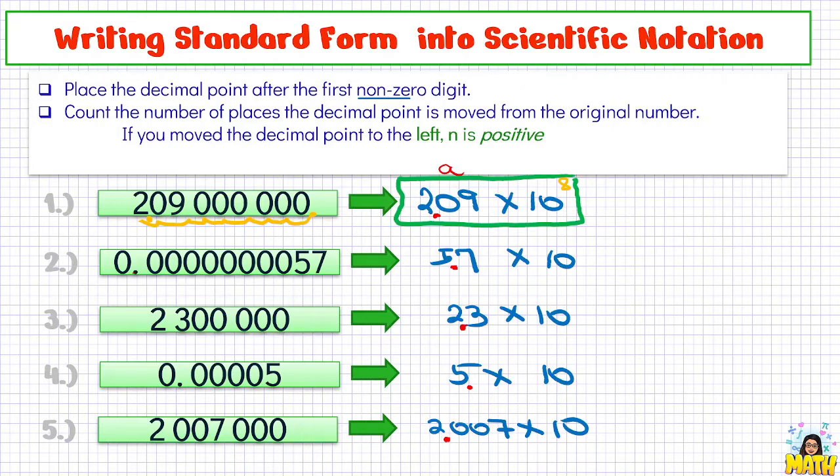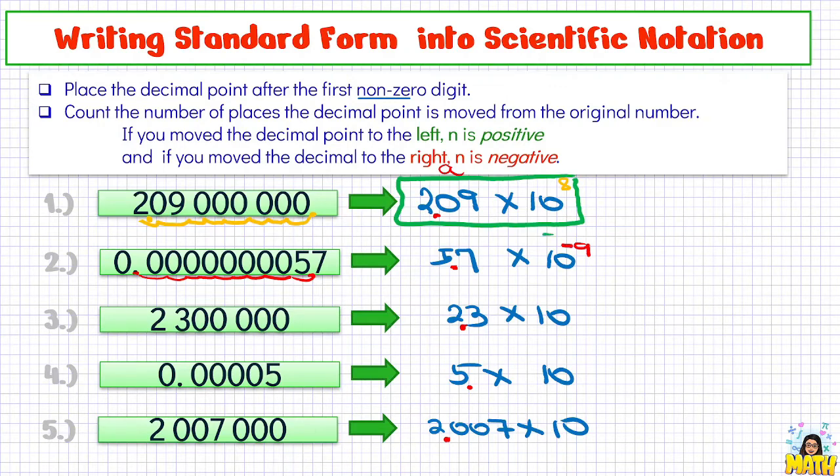For number 2, nandito po ang kanyang decimal point and naging 5.7 siya. We moved the decimal point 9 places. But this time, we moved it to the right. That means our n will be negative. The scientific notation for number 2 is 5.7 times 10 to the negative 9th power. So again, let us remember that if we move the decimal point to the left, n is positive, while if we move the decimal point to the right, n is negative.